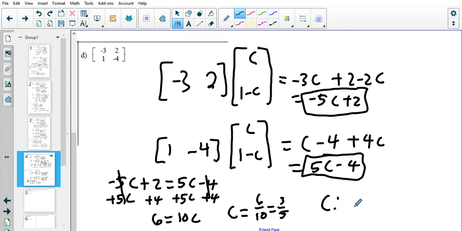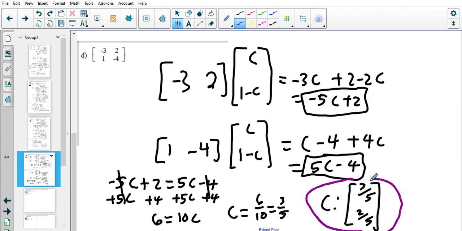So that means our column strategy should be 3/5 for the first option and 2/5 for the second option. So that's our optimal strategy, 3/5 and 2/5.